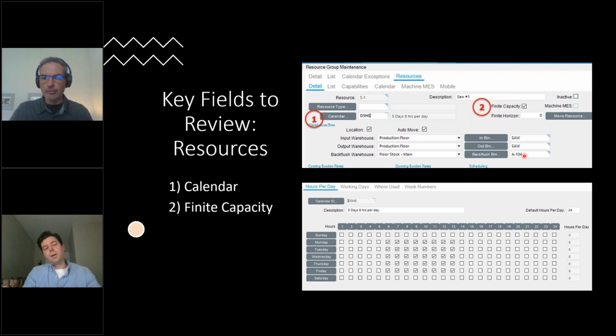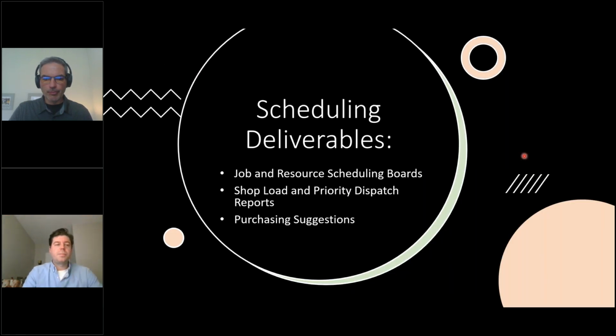We have our load side on our operations. We have our capacity side on our resources. What does that get us? What kind of deliverables do we have within the system? What kind of tool sets are available to us? We have Gantt charts, which are presented in job and resource scheduling boards. We have reporting options, such as the shop load and priority dispatch report.